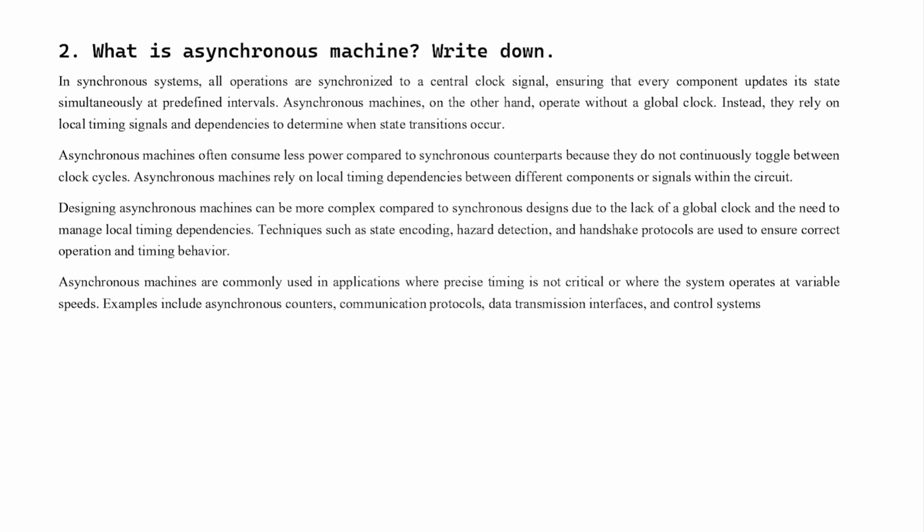Asynchronous machines are commonly used in applications where precise timing is not critical or where the system operates at variable speeds. Examples include asynchronous counters, communication protocols, data transmission interfaces, and control systems.